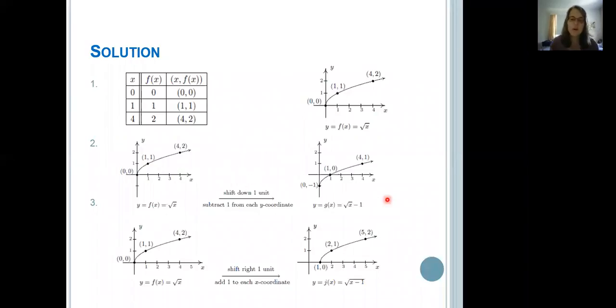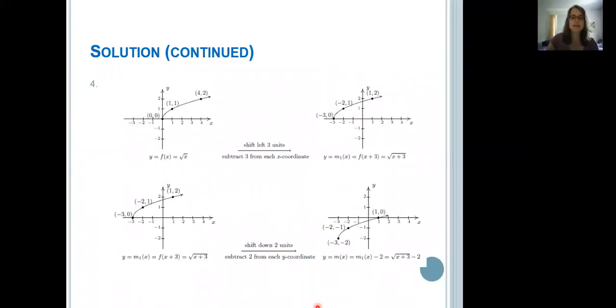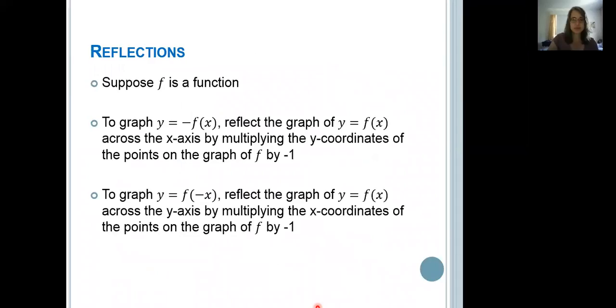If you don't know why you get these graphs that are showing on this screen, I want you to speak up in class, get a hold of me on email, or post in the forums. And this is the solution to the rest of those examples.